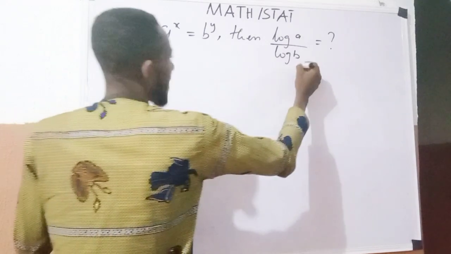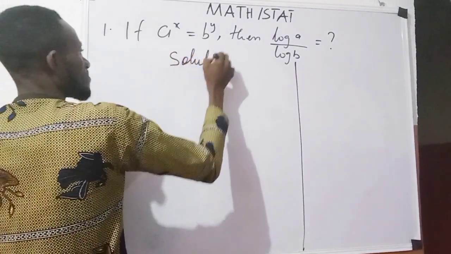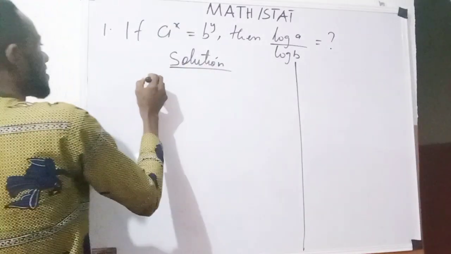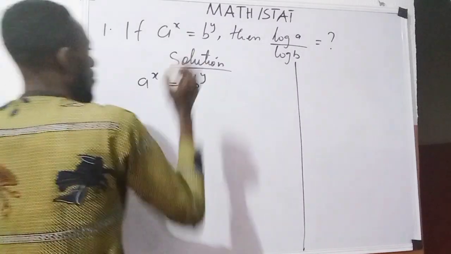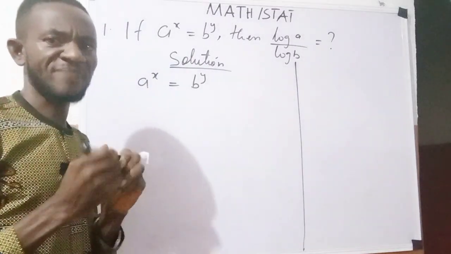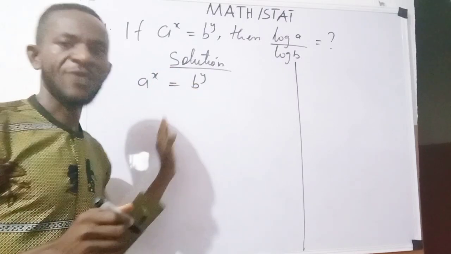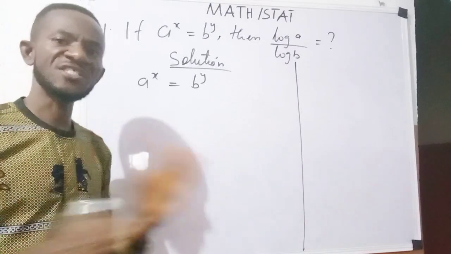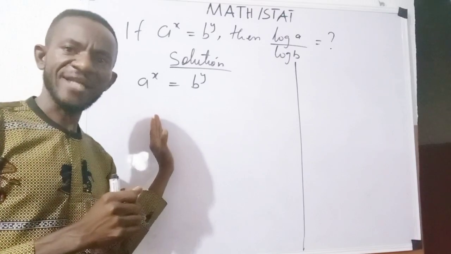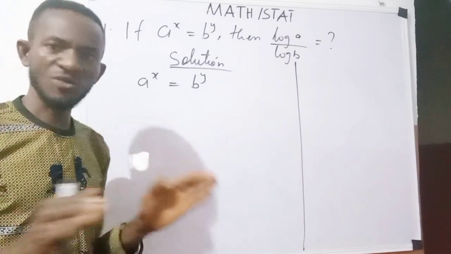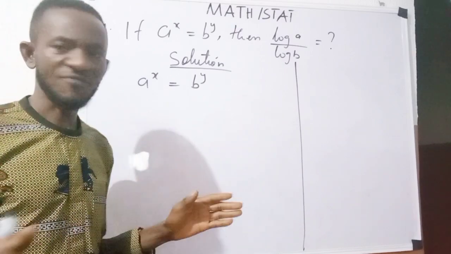Permit me to divide this board this way. So I have the solution. What I'm given is a raised to power x equals b raised to power y. Remember in mathematics that if you use the same quantity to multiply what you have at the left and what you have at the right, you have not changed anything in the system of that equation. If you subtract the same quantity at the left and at the right, you have not changed the system of that equation. If you add the same quantity on both sides, you have not done anything.